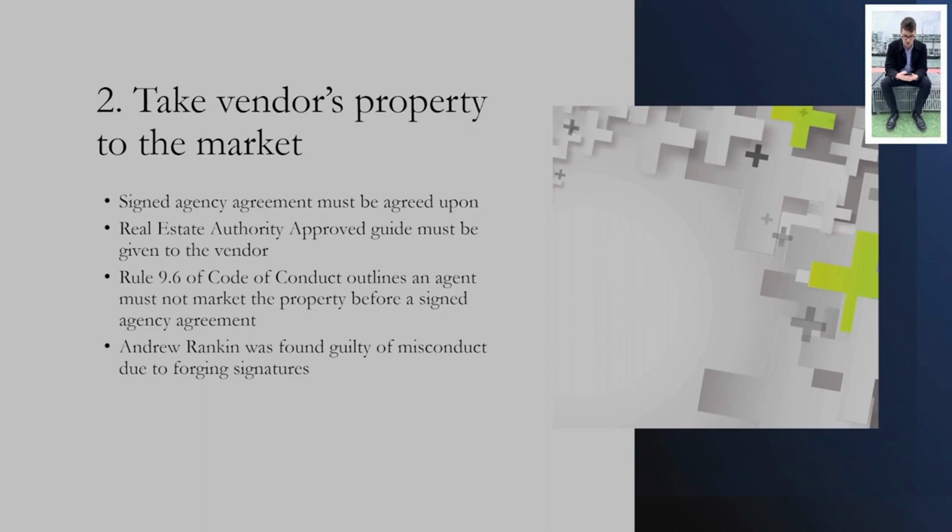Rule 9.6 of the Code of Conduct states an agent must not market any property without a signed agency agreement in place, and if they do, no commission is payable. Andrew Rankin was found guilty of misconduct for forging the signatures of vendors onto agency agreements. Because of this violation of the code, Andrew has lost his license for 5 years and was fined $2,000. Rule 6.4 of the code states that an agent must not mislead a customer or client, which is applicable to the marketing of a property.